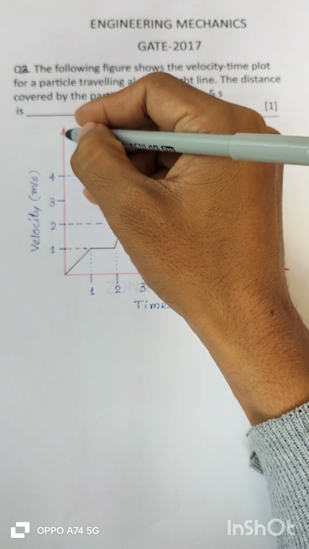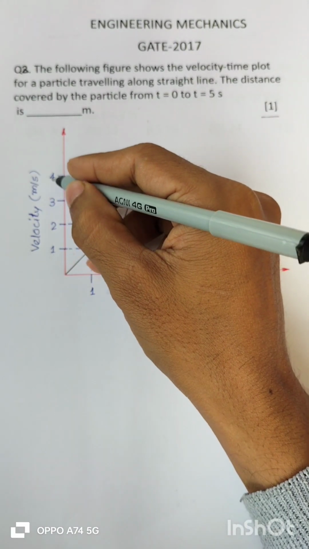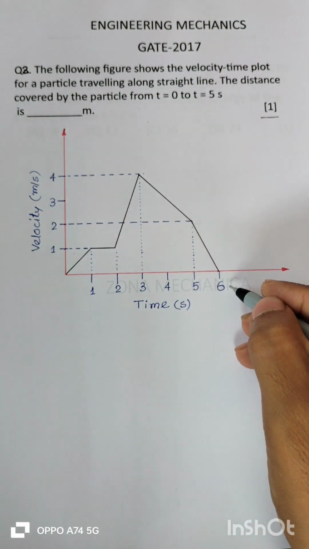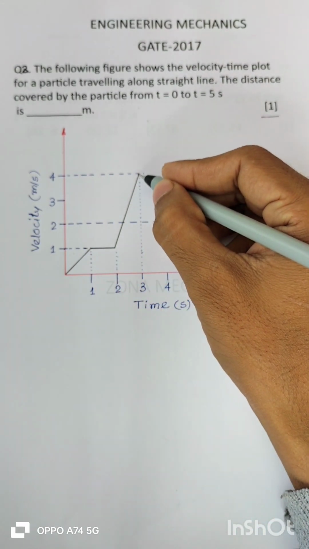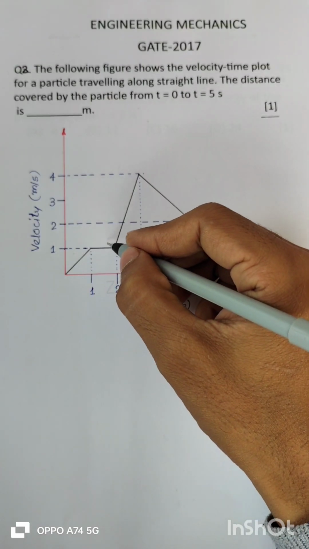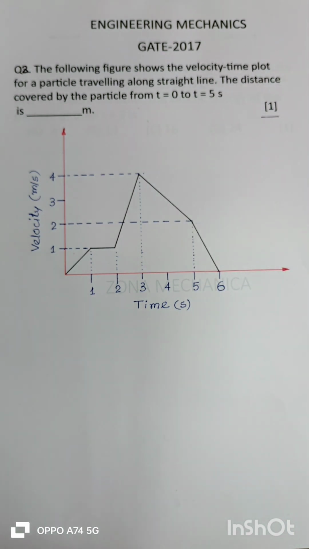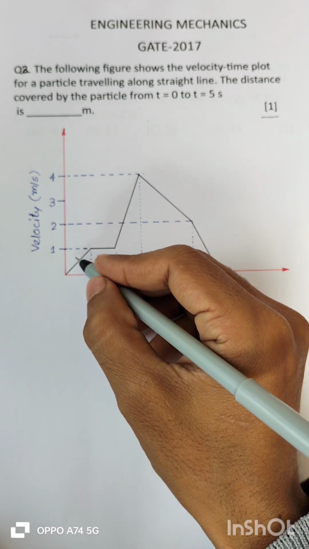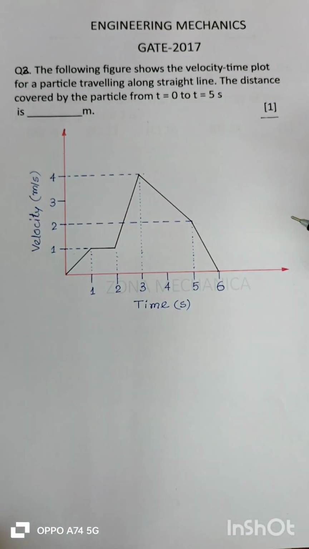See in this figure, this is the velocity axis and this is the time axis. 1, 2, 3, 4 are in meters per second, and this 1, 2, 3, 4, 5, 6 are in seconds. And this black line is the velocity time plot or velocity time graph. It is asked to find the total distance traveled from t equals 0, the initial point, to t equals 5, up to this point.